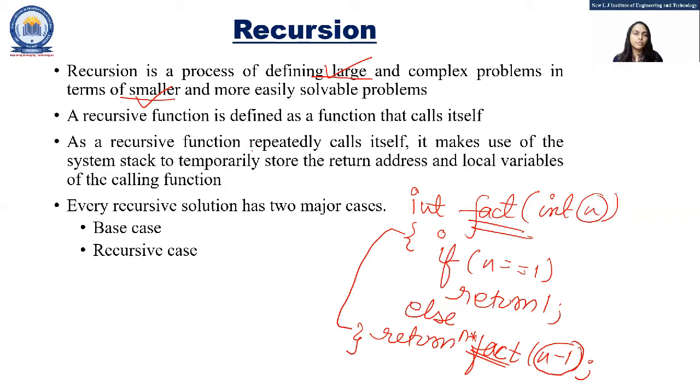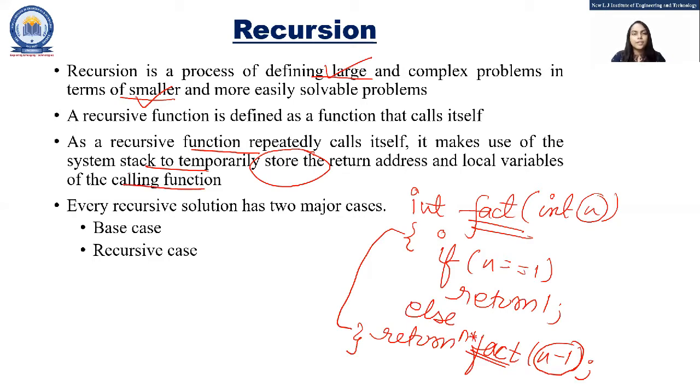As a recursive function repeatedly calls itself, it makes use of the system stack. We have seen this in the first lecture of stack, that when one function calls itself or some other function, all the active functions are stored in the stack, right? So basically the system stack is used to temporarily store the return address and local variables of the calling function.